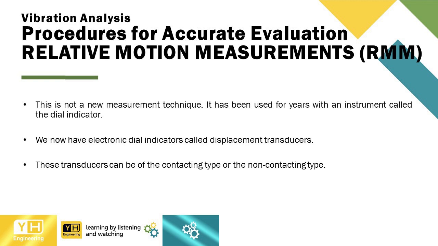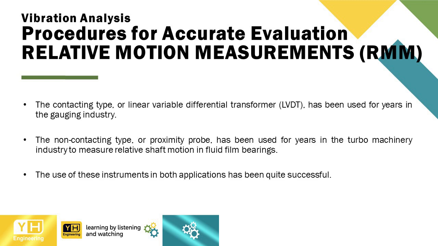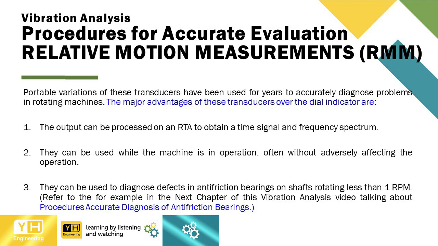These transducers can be of the contacting type or the non-contacting type. The contacting type, or linear variable differential transformer, LVDT, has been used for years in the gauging industry. The non-contacting type, or proximity probe, has been used for years in the turbo machinery industry to measure relative shaft motion in fluid film bearings. The use of these instruments in both applications has been quite successful. Portable variations of these transducers have been used for years to accurately diagnose problems in rotating machines.